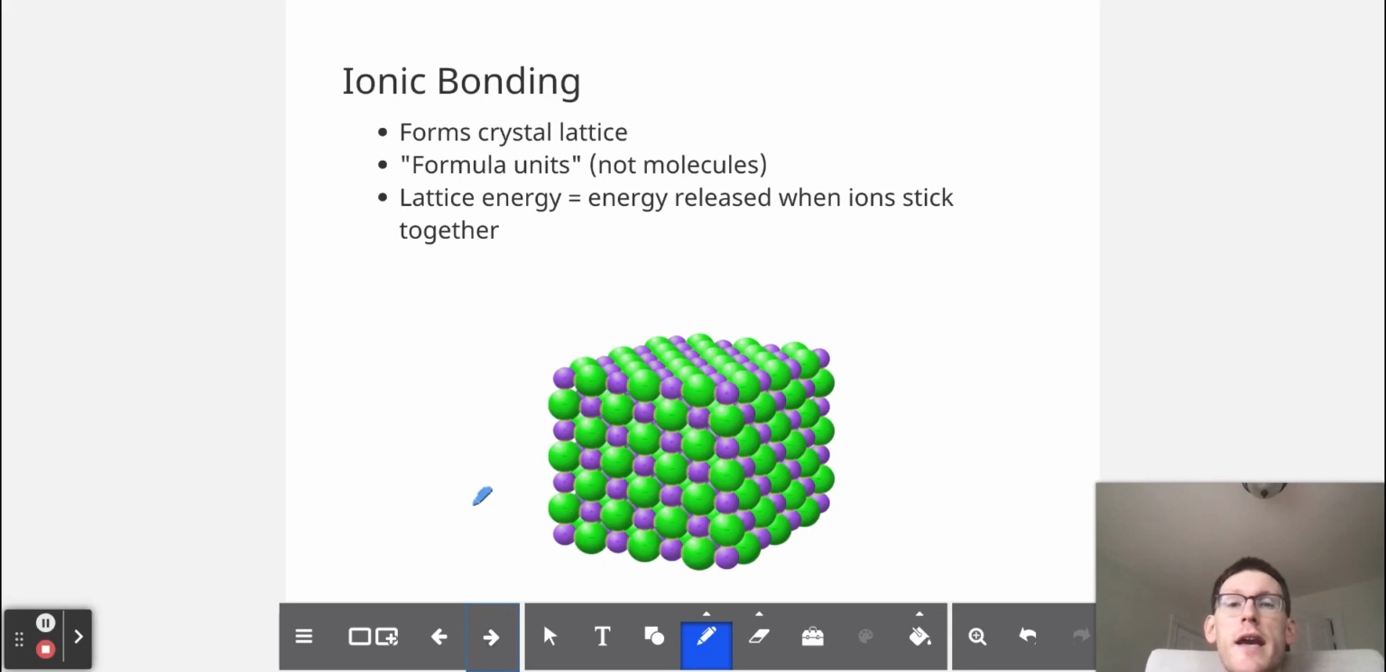Lattice energy is the energy that is released whenever ions come together. Another way of looking at it is that if you were to take all the ions in a crystal apart, then the opposite of that energy required to pull it apart would be the lattice energy.